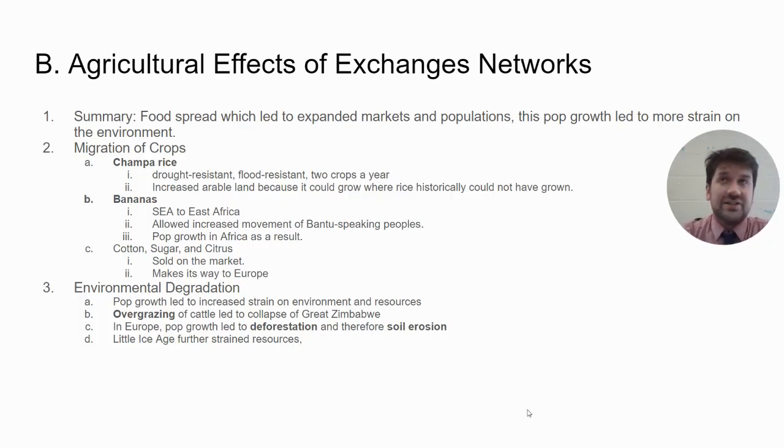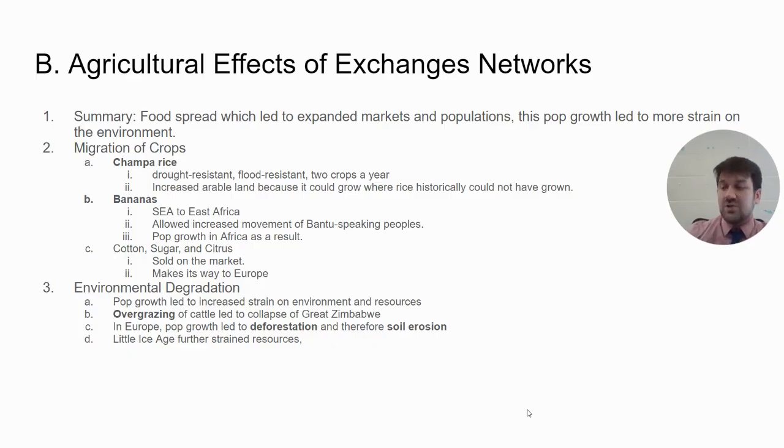People really want sugar. They like sugar. It does things to your brain. I think we all are aware of what sugar does to our brains. And so people really like sugar and want to always have more of it. So it creates demand for itself. And then citrus is another good that travels from one part of the world to another.